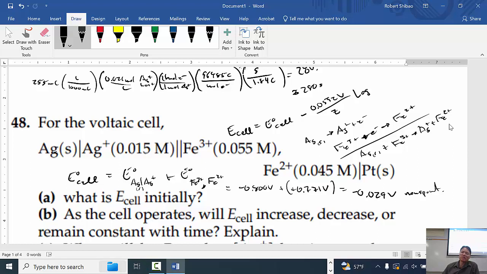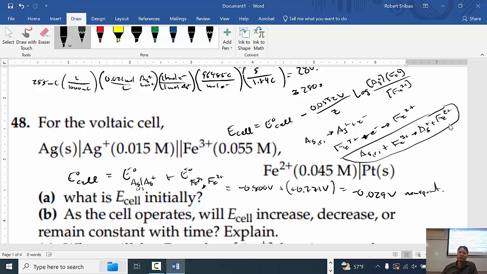So under standard conditions, it's non-spontaneous, but we don't have to do everything under standard conditions. We can go non-standard, and that could change the driving force, which it does. So this is going to be the log of the Q, which is the products over the reactants. Silver is a solid, so that gets left out. So this is just iron 3 plus here. And so we just plug in the concentrations. Silver ion concentration, 0.015. Iron 2 concentration, 0.045. Iron 3 concentration, 0.055.